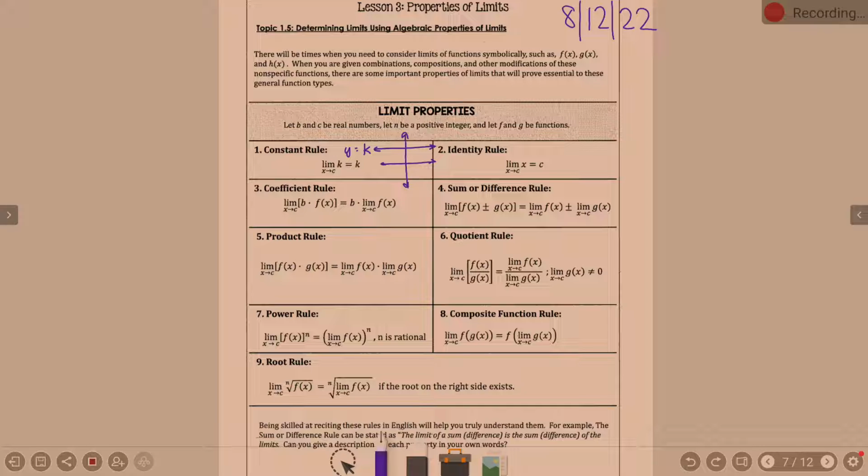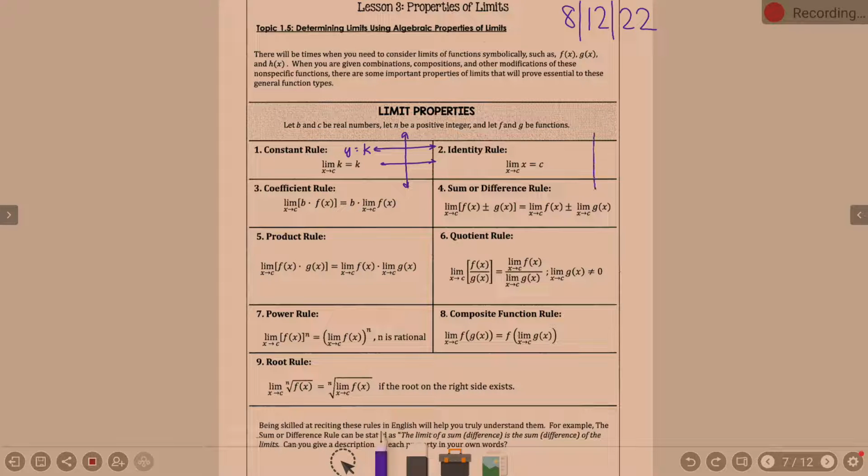Your identity rule. The limit as x approaches c of x is going to be equal to c. So it's almost like you can just think about plugging that c into the limit. And when you plug c in for x, it becomes just c. Okay, that's our identity rule.